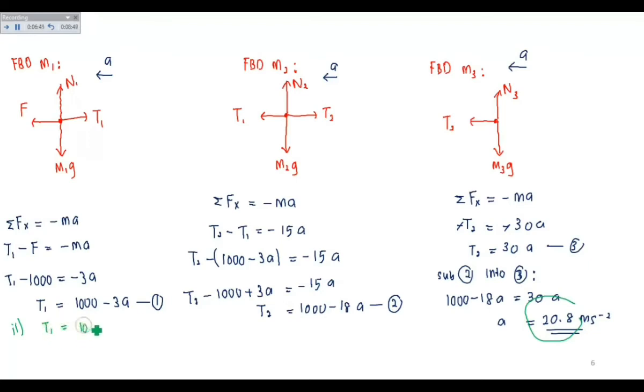So T1 equals to 1000 minus 3 times 20.8. So we will get the value of T1 is 937.6 Newton. Okay, and then for T2 equals to 1000 minus 18 times A. Okay, so we will get T2 is equal to 625.6 Newton. Okay.